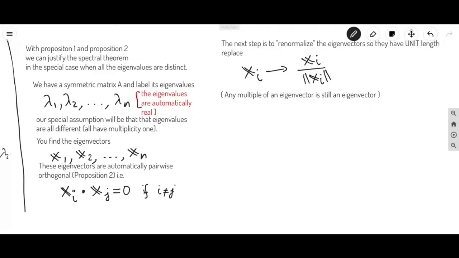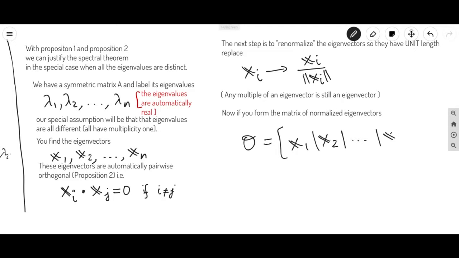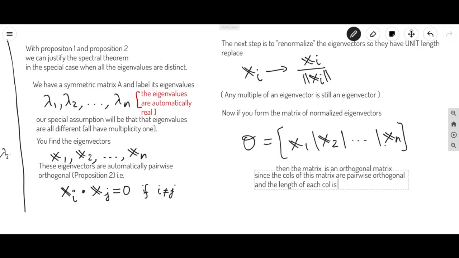And now if you form the matrix of normalized eigenvectors, in other words, you take the eigenvectors and arrange them into a matrix, just like you do in ordinary diagonalization, then the matrix is an orthogonal matrix, since the columns of this matrix are pairwise orthogonal, and each column is of unit length.